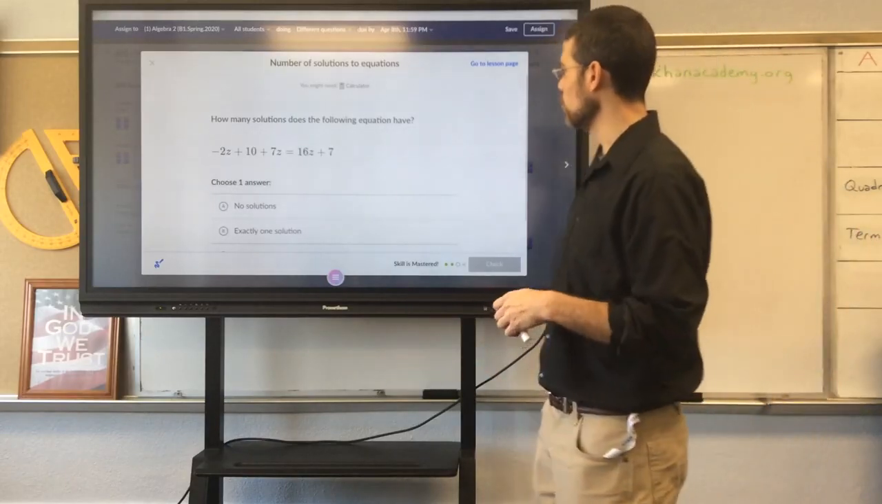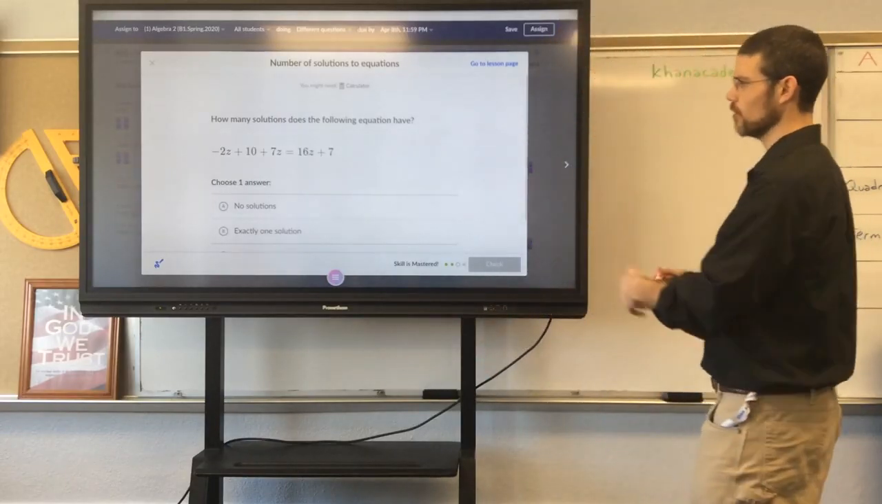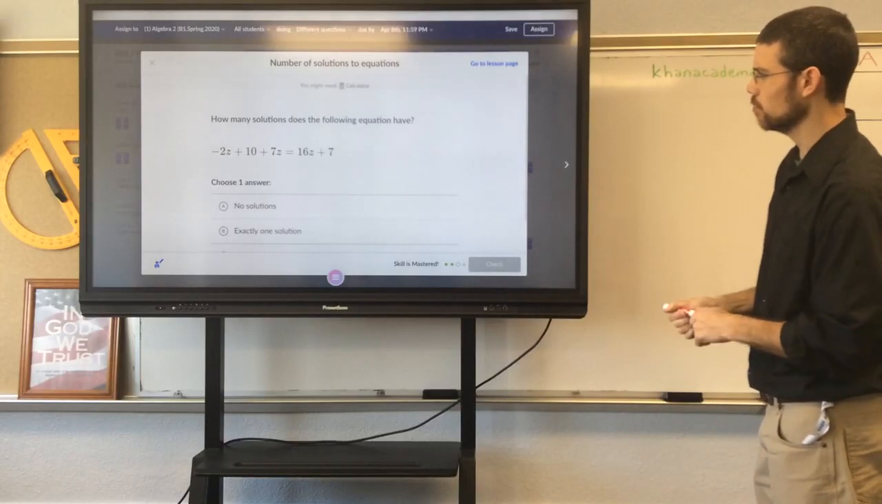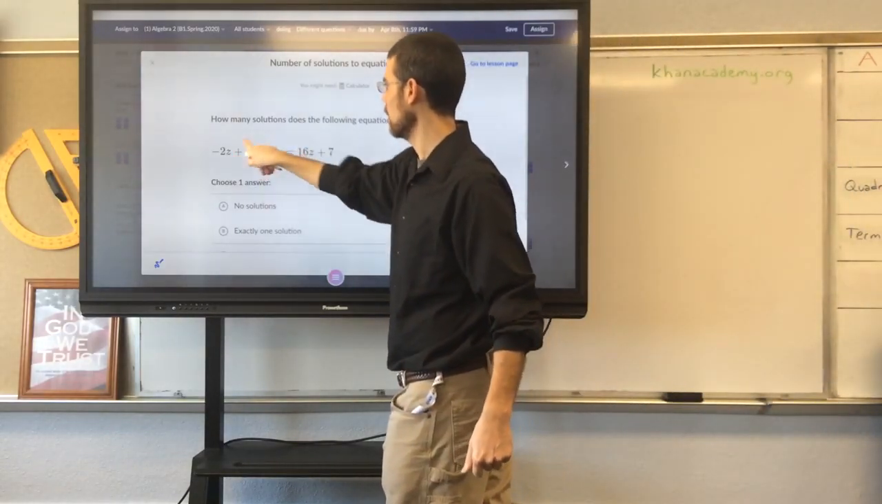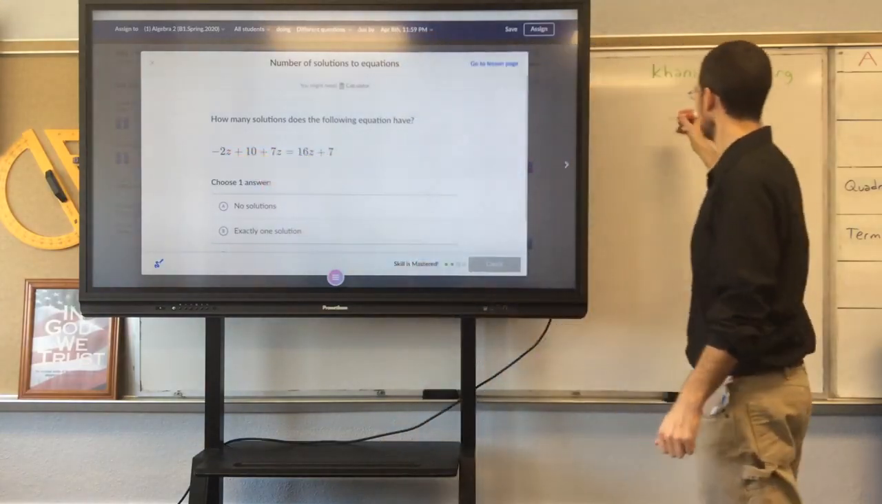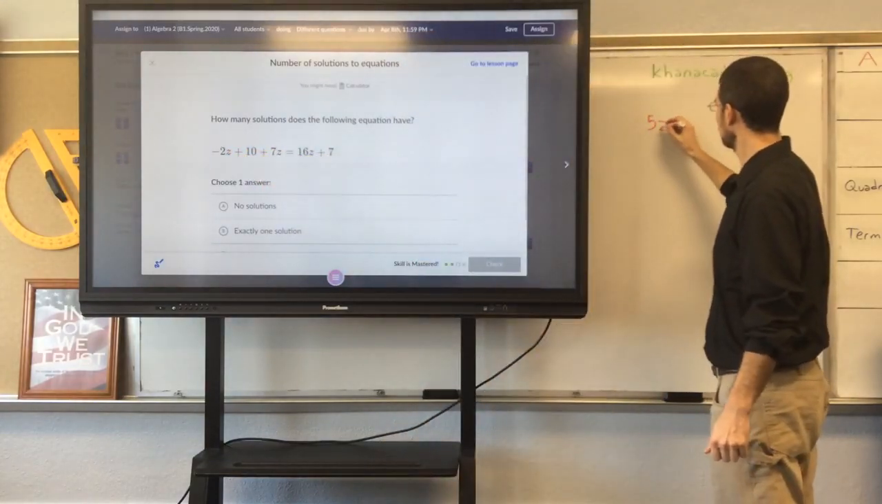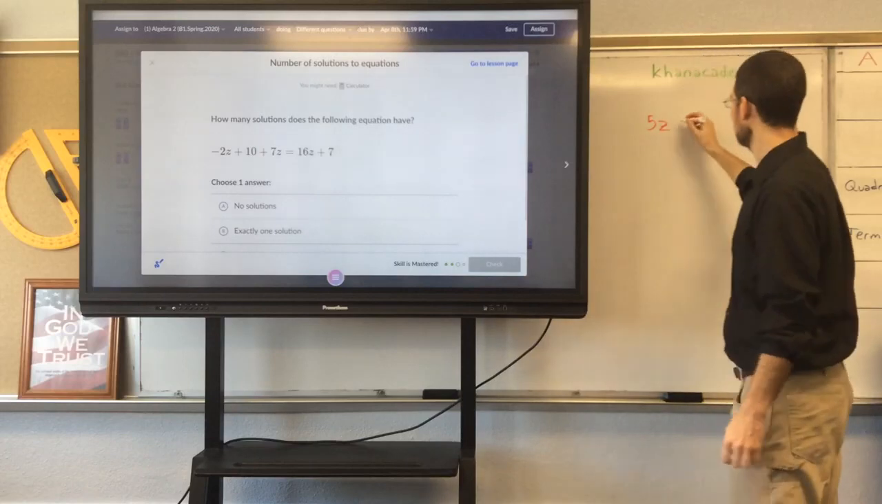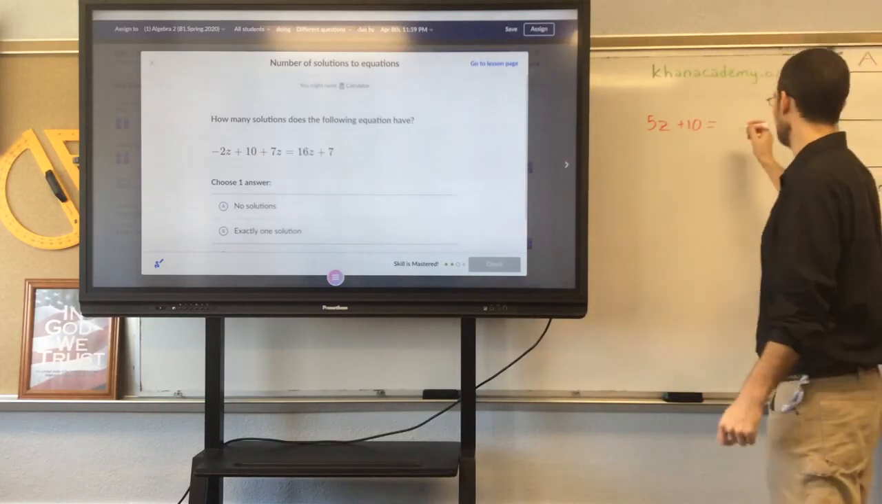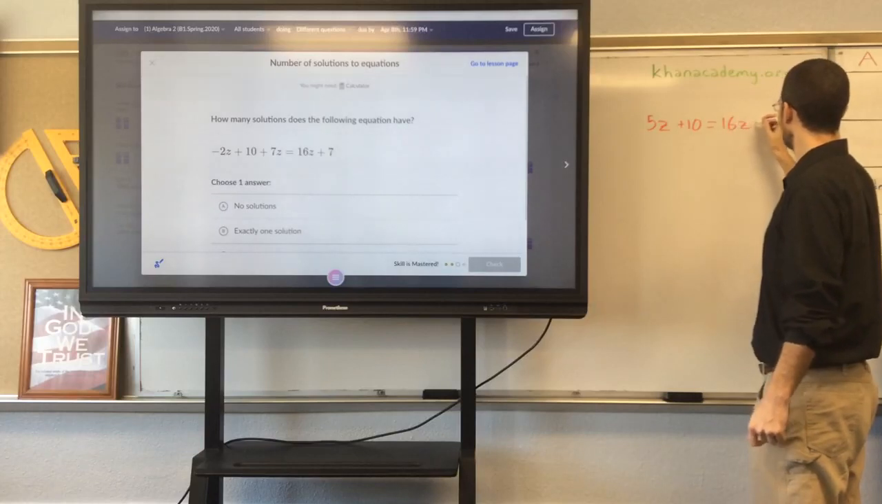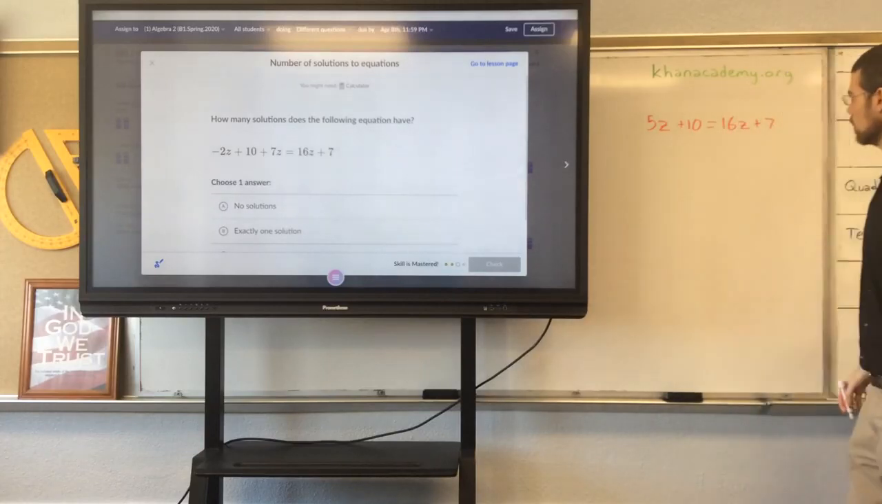This asks, how many solutions does the following equation have? We've got negative 2z plus 10 plus 7z. So we want to combine like terms here. That's 7z minus 2z is 5z plus 10, the left side of my equation. 16z plus 7 is on the right side.